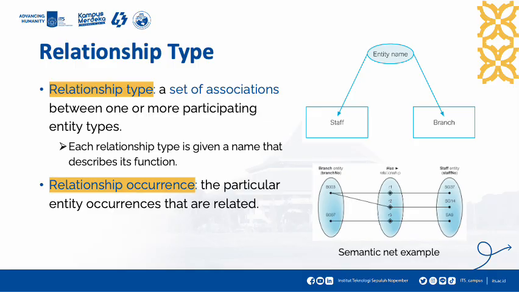Usually we represent each Staff and Branch entity occurrence using the value of the primary key attribute. For example, in Branch the primary key is branch number, and for the Staff entity the primary key is staff number. I think you still remember what a primary key attribute is: it uniquely identifies each entity occurrence.